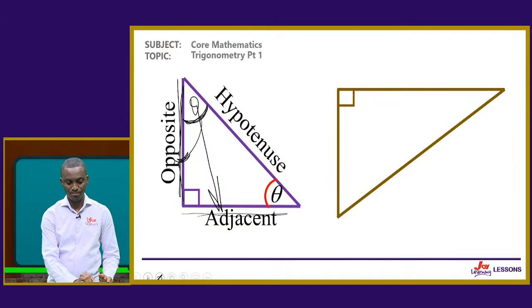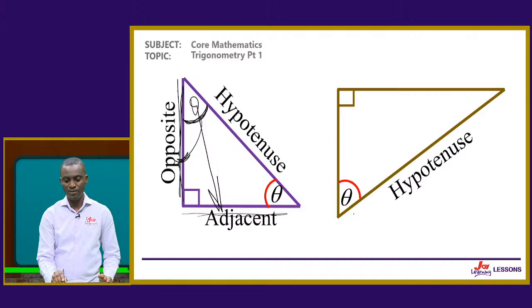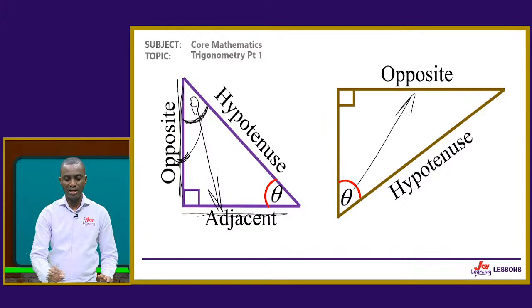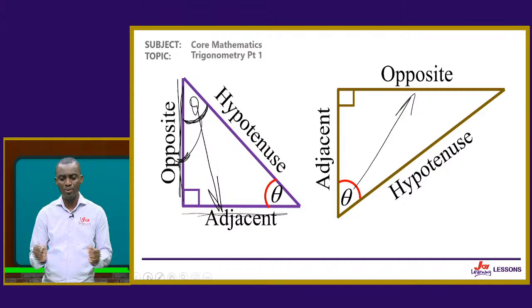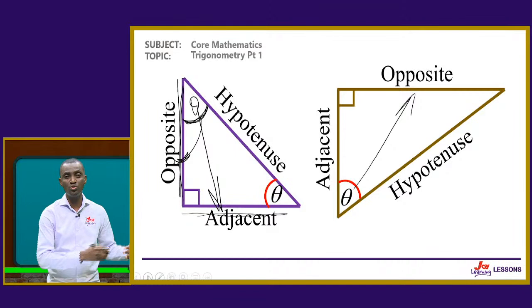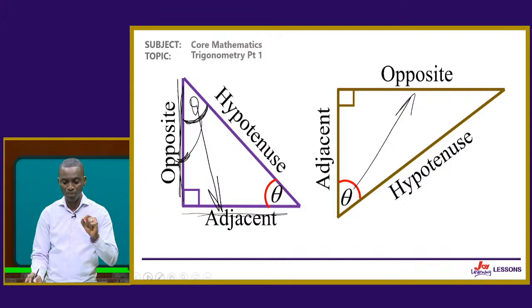Right. So if you look at this one too, you can see that if theta is here, then our opposite side becomes this, and the other side becomes the adjacent. And these terms are very important for us. The opposite, the adjacent, and the hypotenuse are what you're going to use throughout today's lesson. So take note of what we call the opposite of the angle, the adjacent of the angle, and then the hypotenuse.